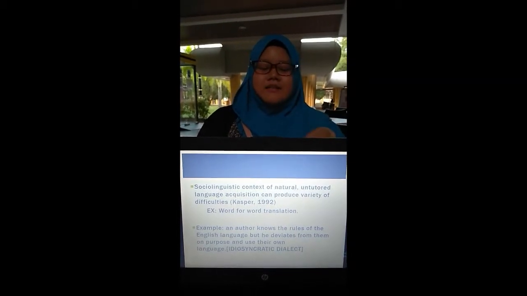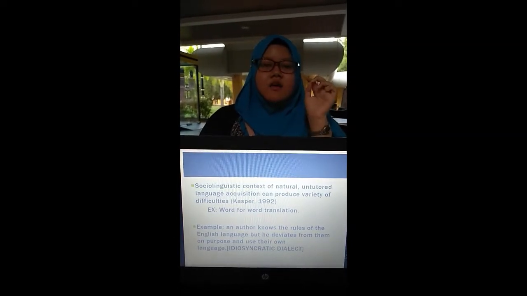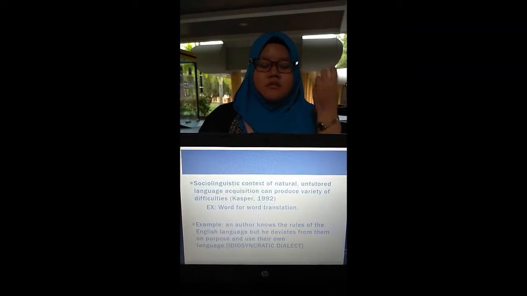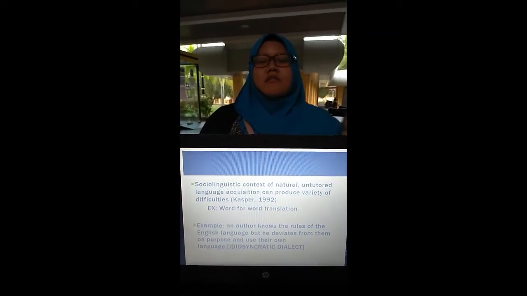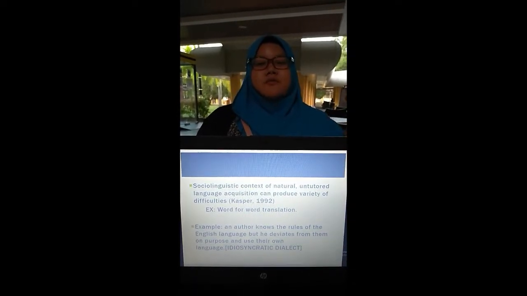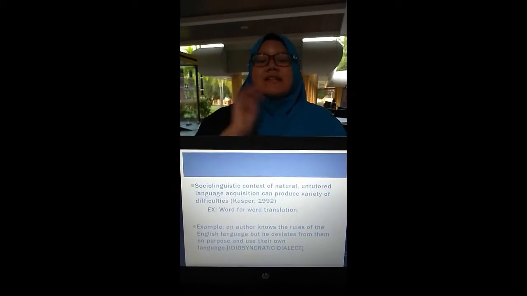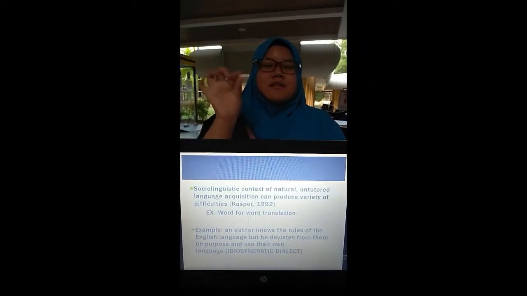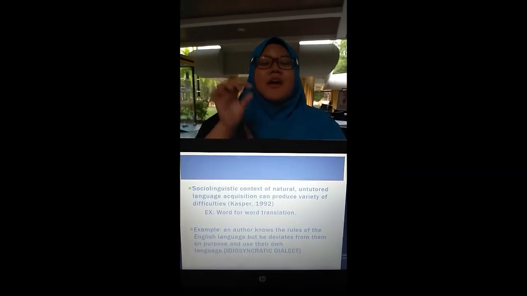And this is another example, for idiosyncratic dialect. For a poem, an author knows the rules of the English language, but he ignores the rules. He wants to use his first language rules to write the poem. For example, maybe the rhyme behind it. For English, we don't have to rhyme the end of sentences, but for Malay, for example, we have to rhyme it.